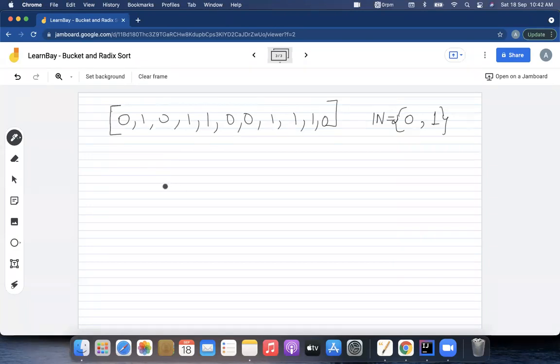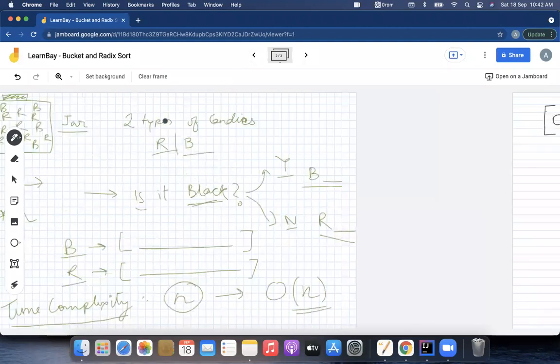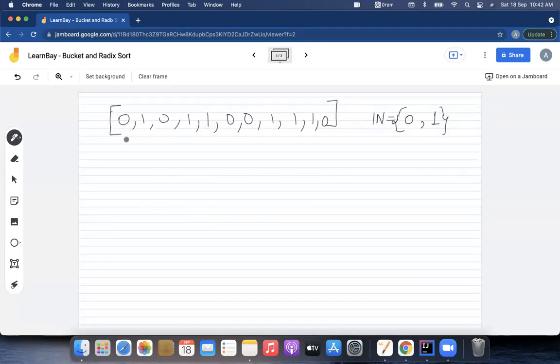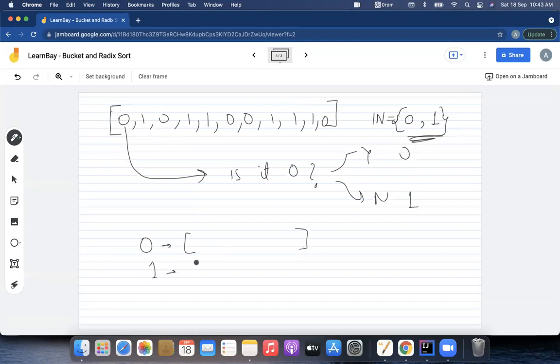So what will be the time complexity to sort this array? Is it very similar to the jar question, which had black and red candies, right? What you will do is you will pick any number and you will ask, is it 0? Because you know that the numbers are in range, can only be two things, 0 or 1. So if the answer is yes, then it goes in the 0 pile. If no, then it goes in the 1 pile. And at the end, you get all the zeros here and you get all the ones here.